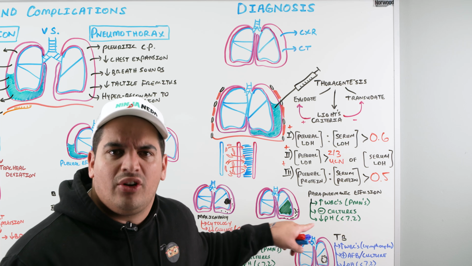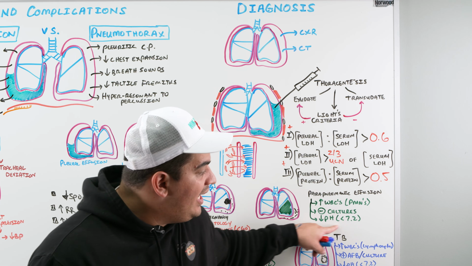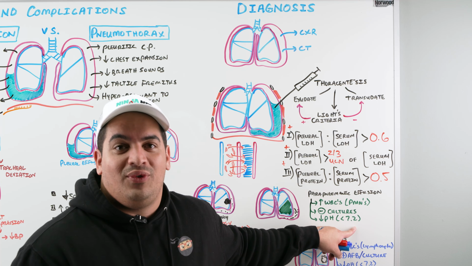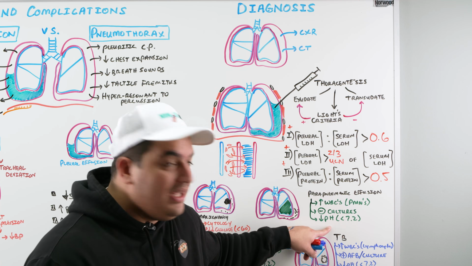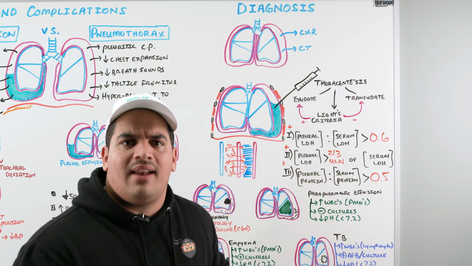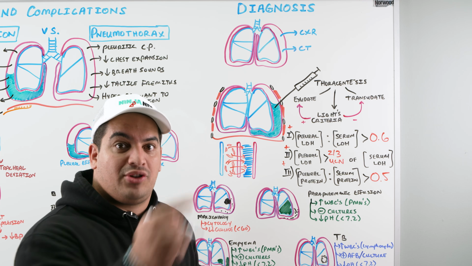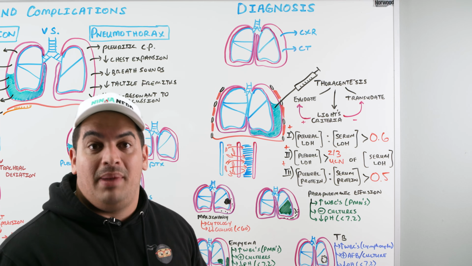There shouldn't be a ton of bacteria in there that's causing a pus accumulation like an empyema, but their pH will be low. So if you see that these patients have a low pH, less than 7.2, they have negative cultures, but they do have a lot of white cells in them, that will make you think about a parapneumonic effusion, especially if on their chest x-ray or CT you see a big pneumonia.